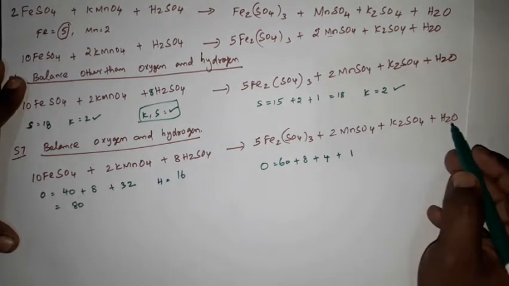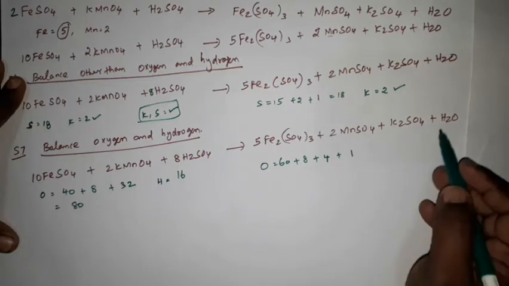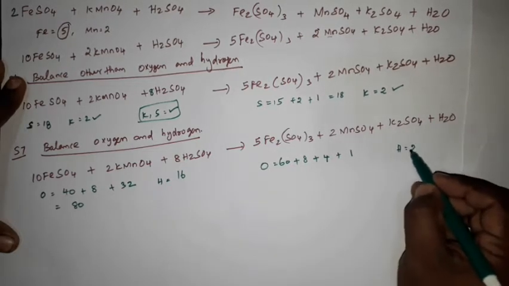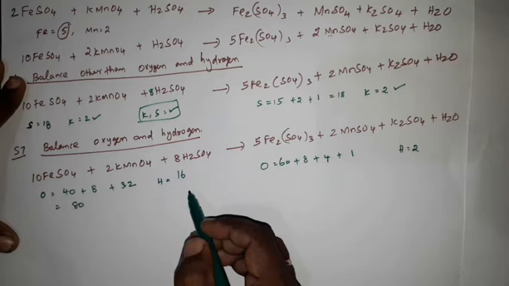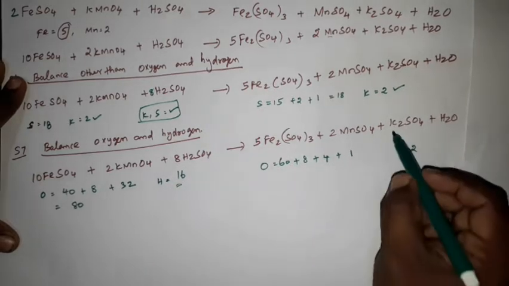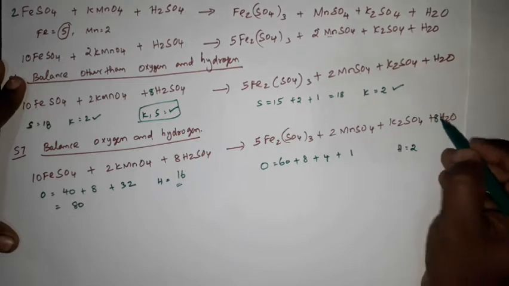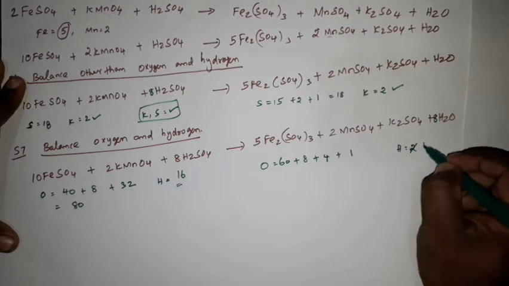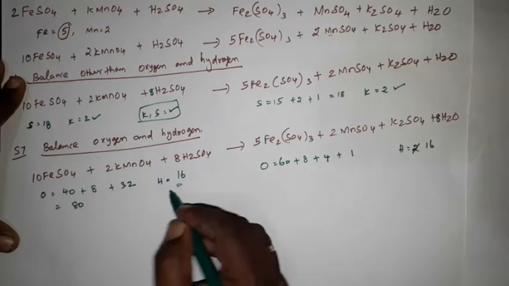Here hydrogen is only 2. So first I am going to make hydrogen balance. So here I am going to multiply by 8. So what number will come? 16 hydrogen. Here also 16 hydrogen.